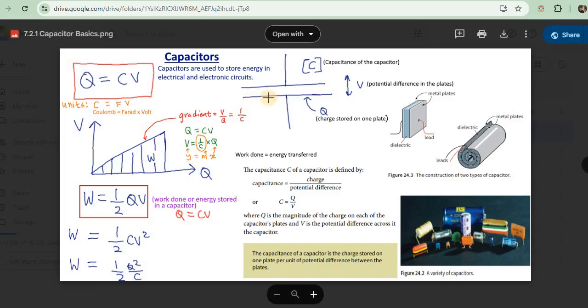One was longer than the other one. But in the case of a capacitor, both lines are of equal length. So here we have the capacitance of the capacitor. V is the potential difference across the plates, and Q is the charge stored on one plate.